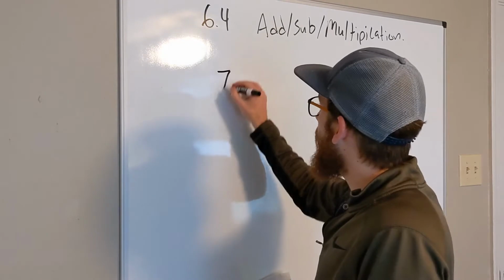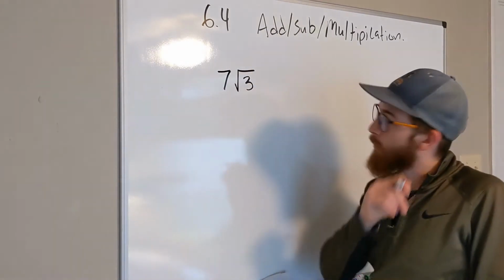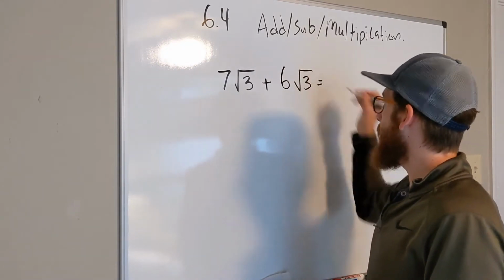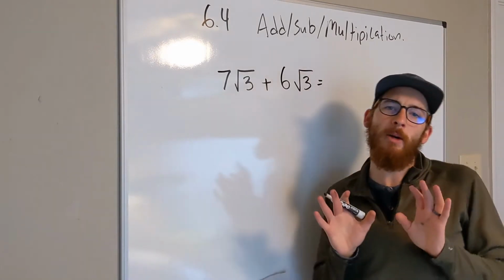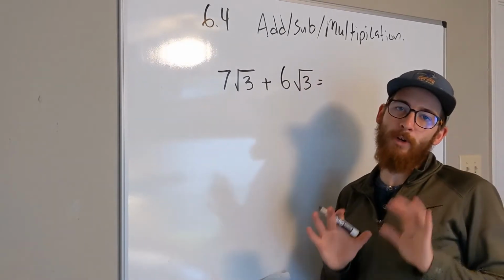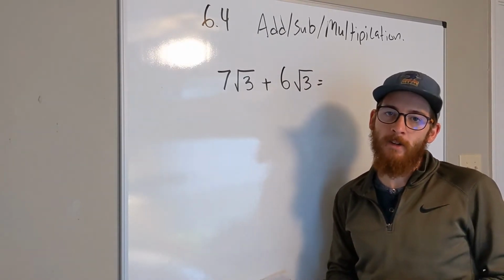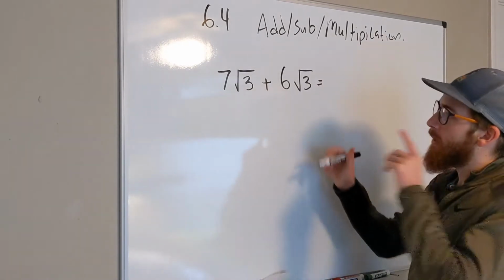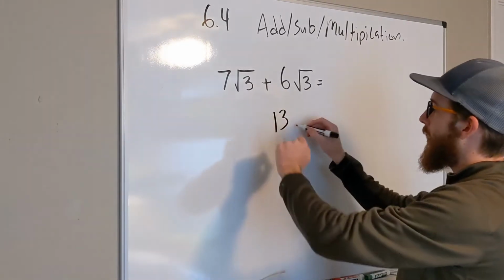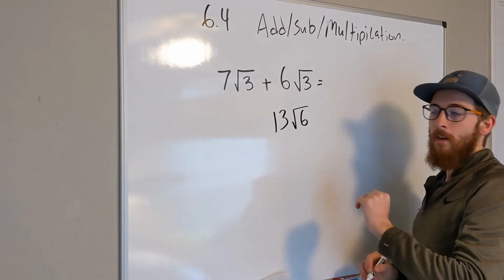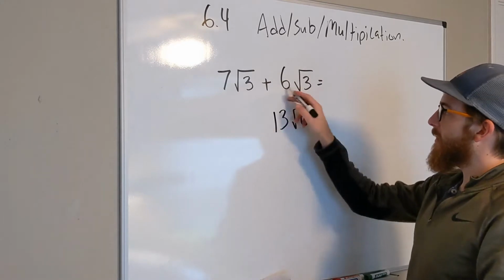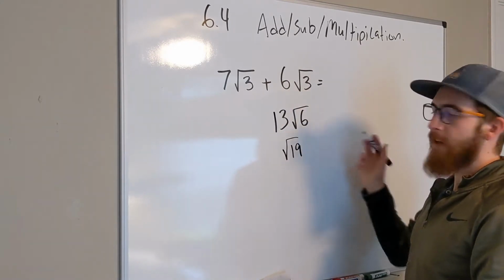So if I have 7 square roots of 3 plus 6 square roots of 3, I want you to pause the video real quick, think for a second about how you would add these two, and then press play again to see the answer. So maybe you were tempted to add the 6 and 7 and get 13, and add the 3 and the 3 and get the square root of 6. Or maybe you thought, well, 7 and 3 is 10, and 6 and 3 is 9, so it's like the square root of 19.